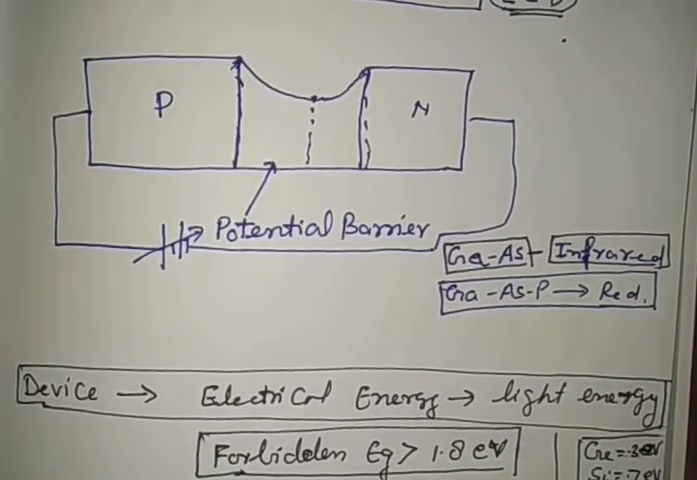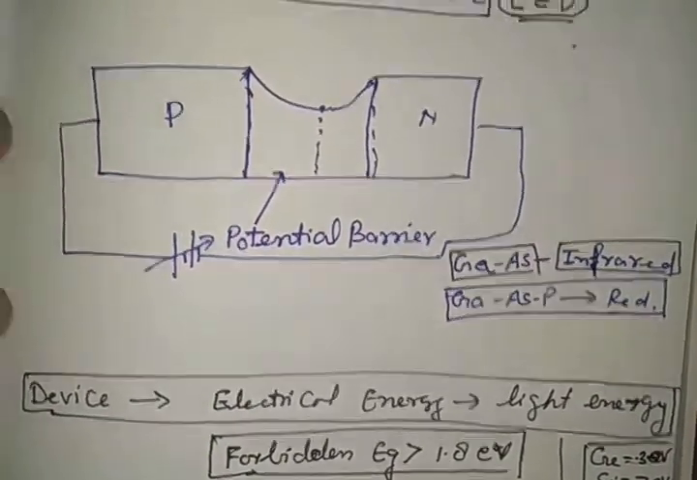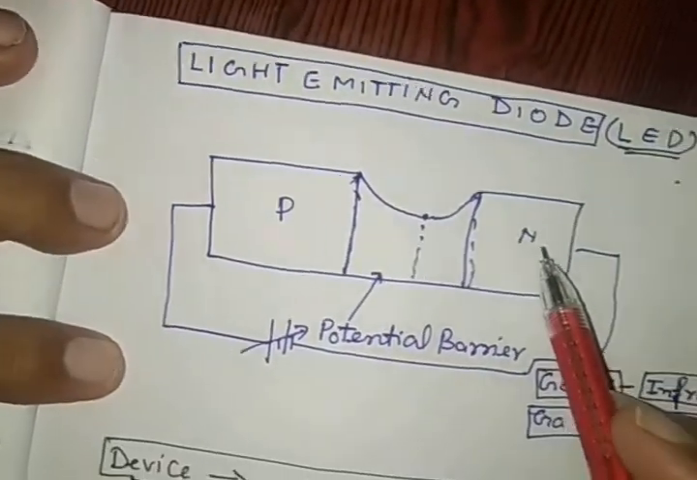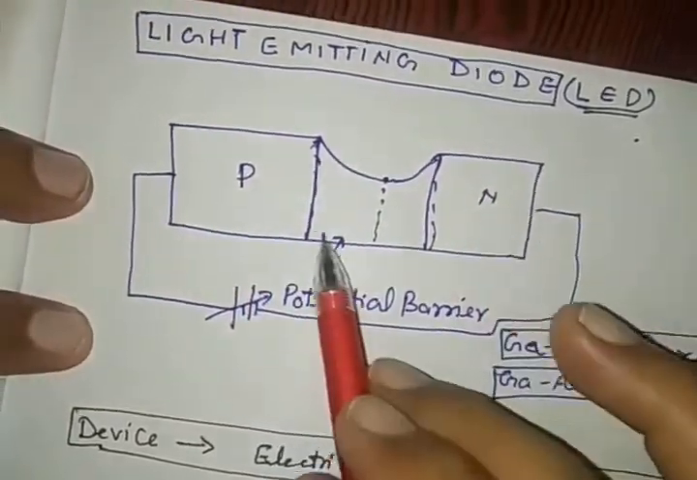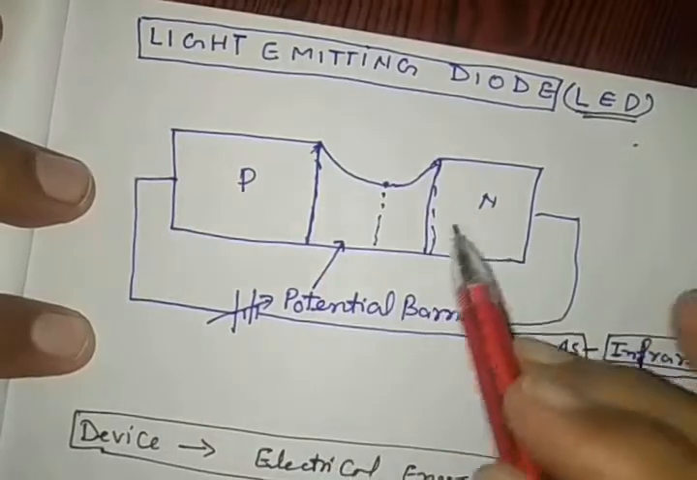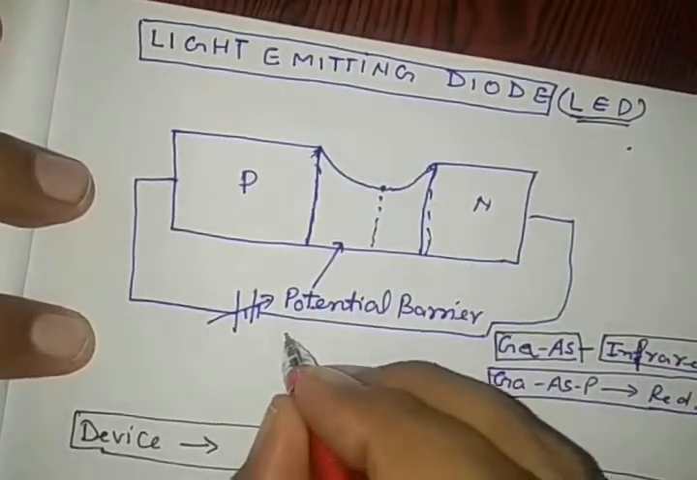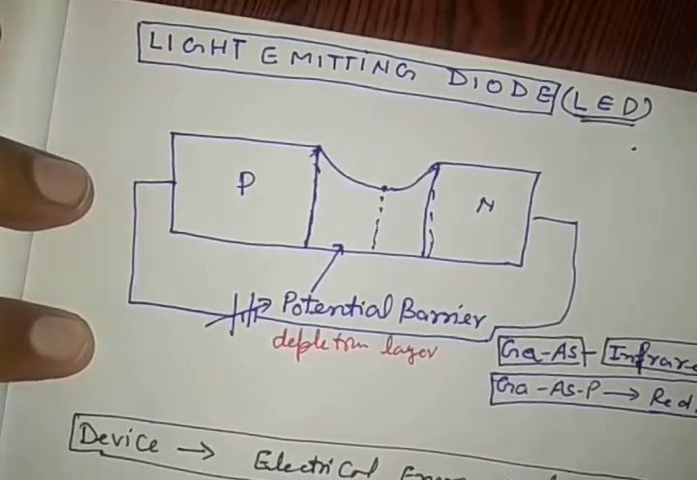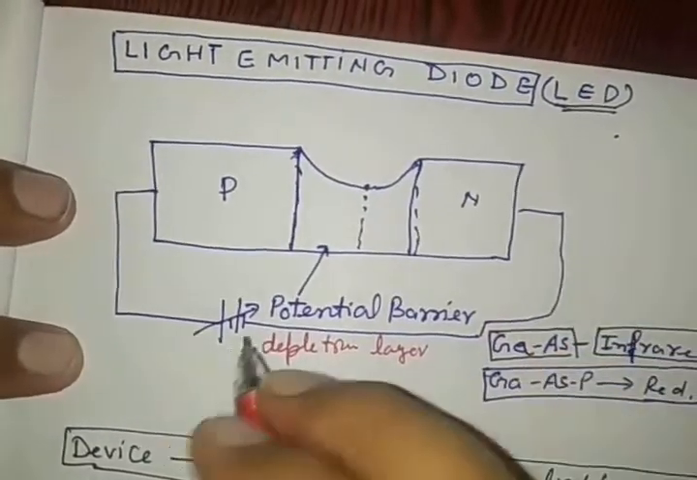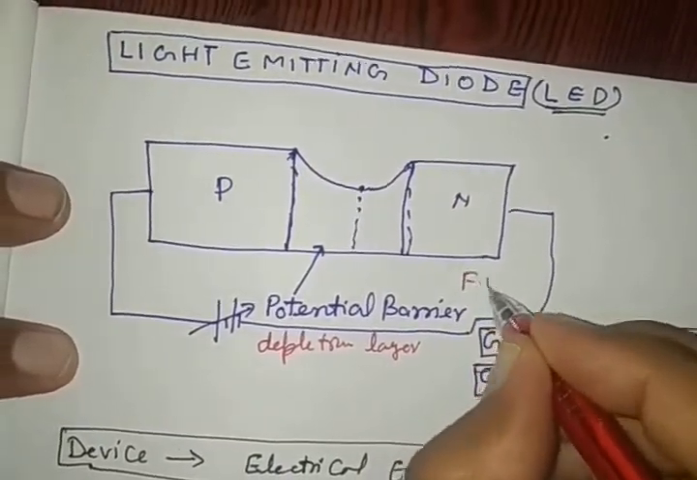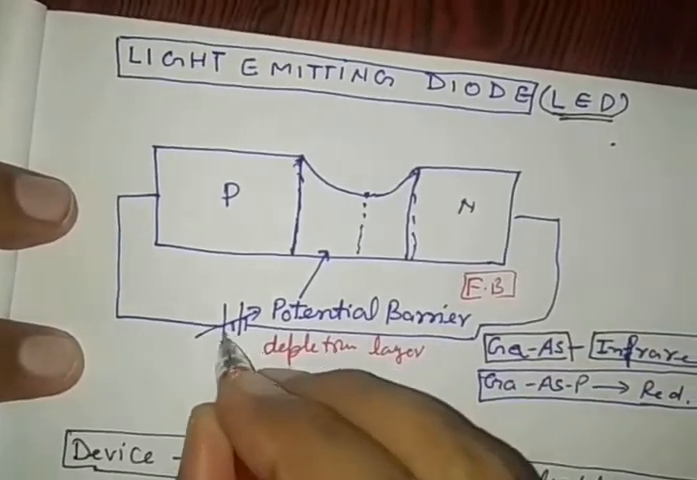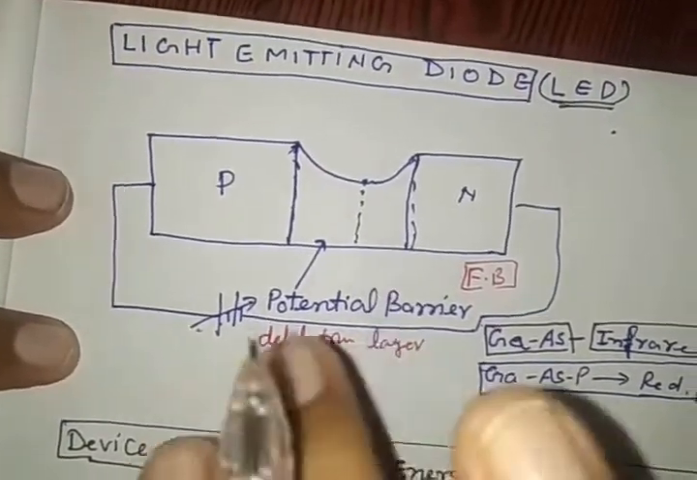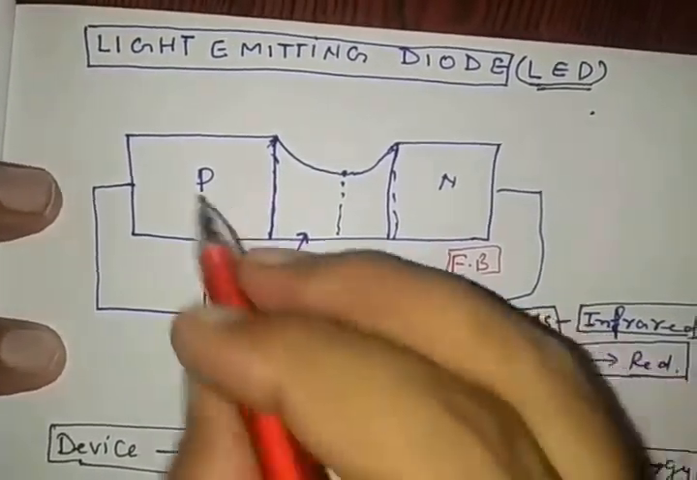See what happens in the PN junction diode which is used to produce light energy. This is P, this is N, this is the potential barrier junction. This is also called depletion layer. See very carefully, it is forward biased. Forward biased means what? Positive connected with positive and negative connected with negative. This is a rheostat used to vary the voltage.